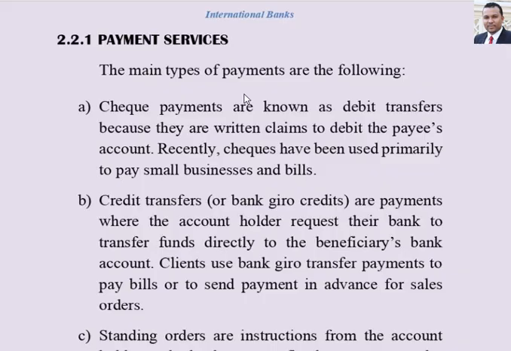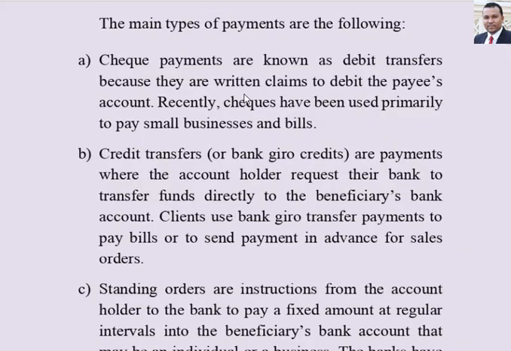Written claims by the account holder to transfer money or funds to the beneficiary. So in this case, we talk about the first type of payment, check payments. Some countries like Egypt tend to decrease the check payments.